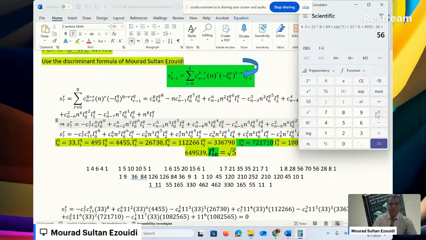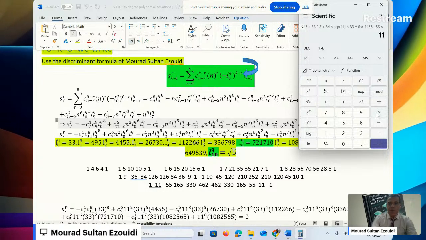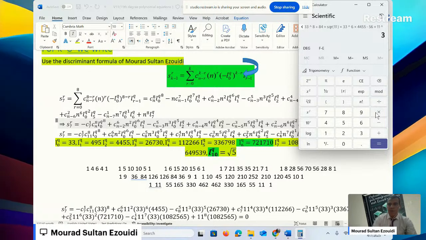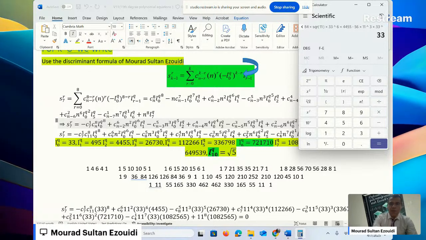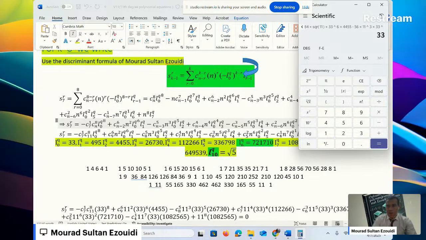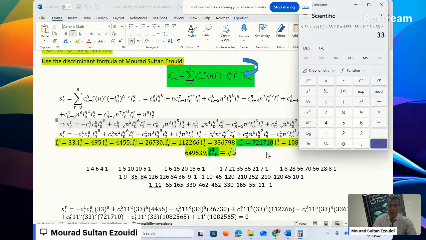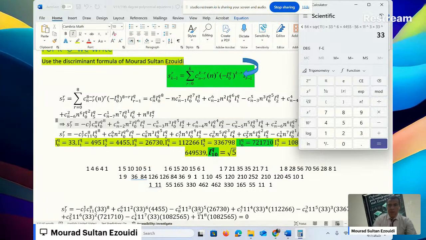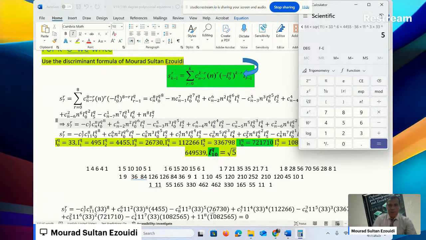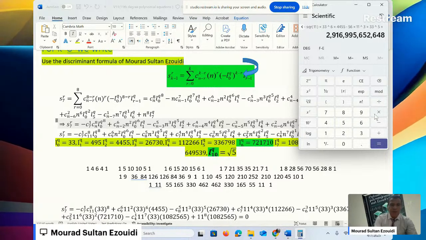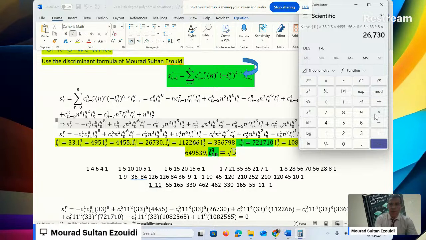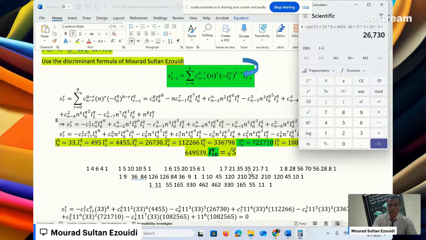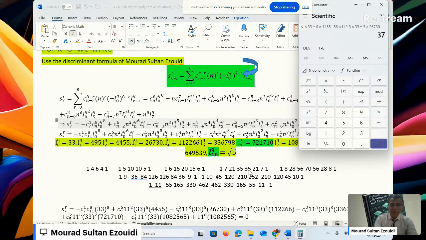Multiply by 11 cubed, 11 raised to the power 6, times 33, times 33 raised to the power 5, minus 36, 11 cubed times 33 raised to the power 5 times 26,740, plus 750, plus 45.